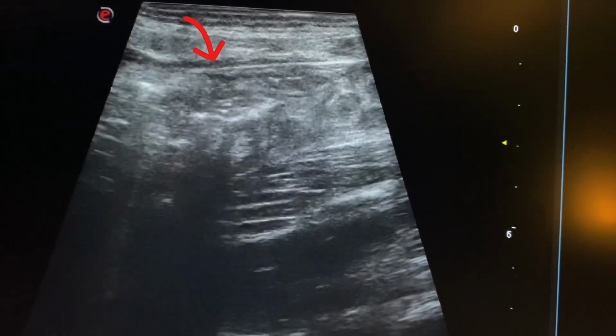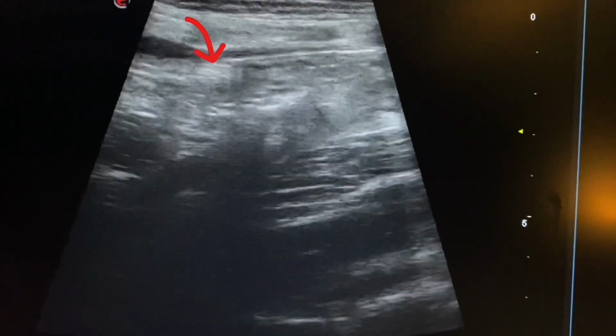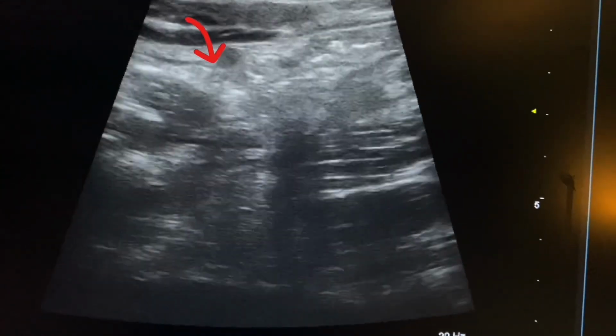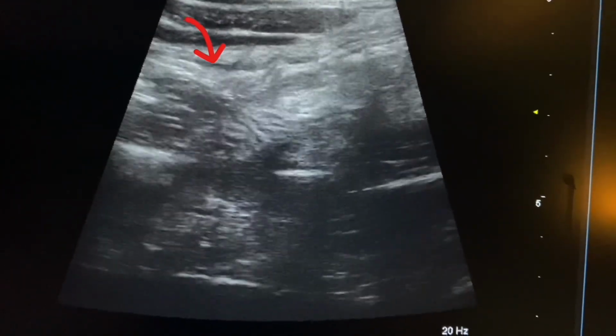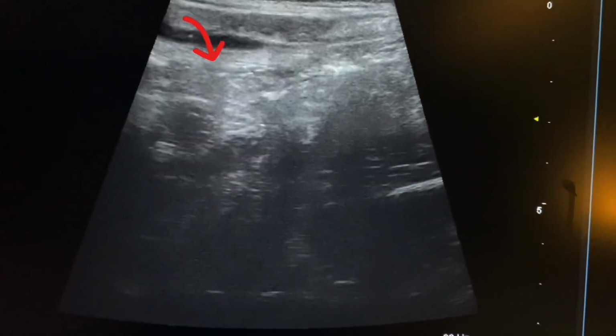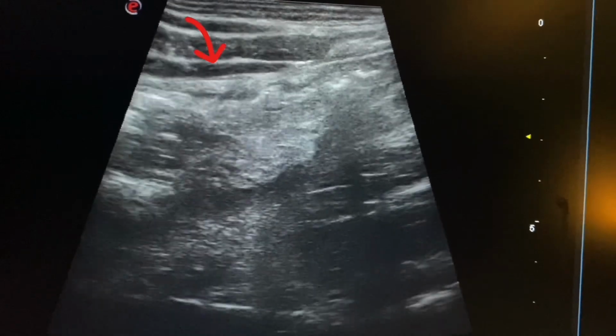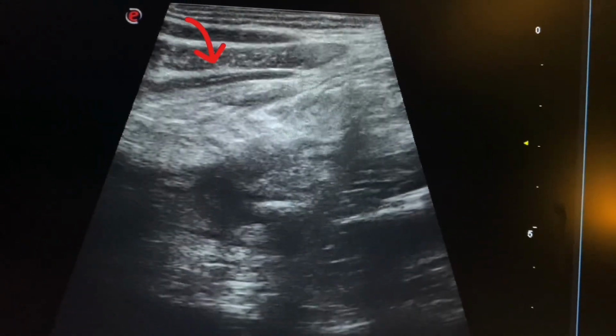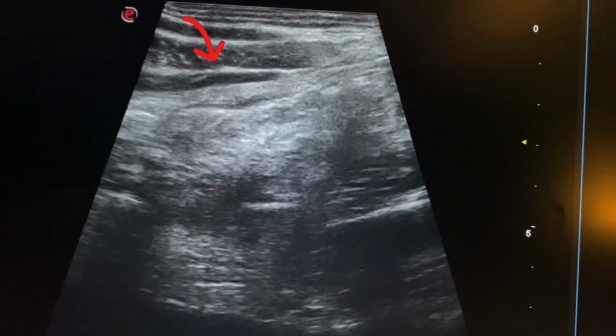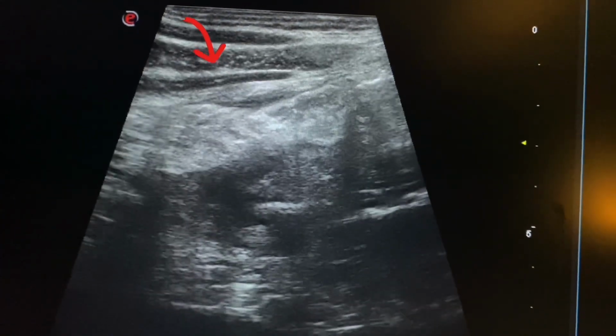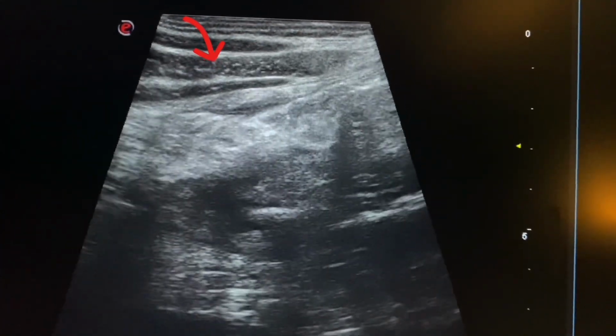Now we continue scanning from the right iliac region to the right hypochondrium along the ascending colon. Here we see the submucosal layer of ascending colon is more prominent and thickened.